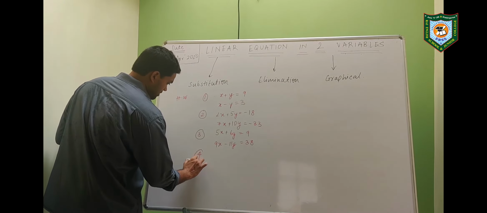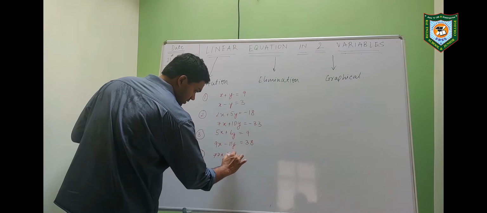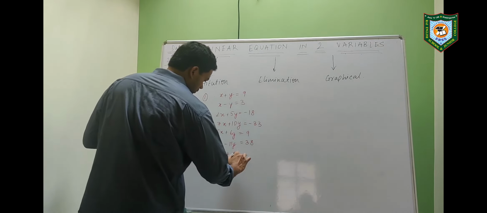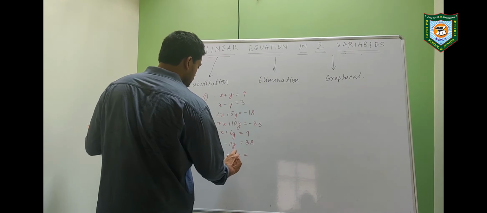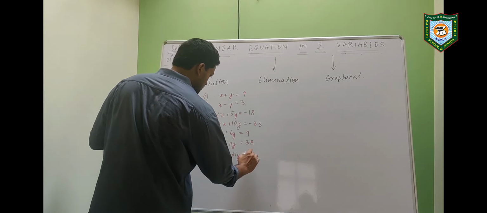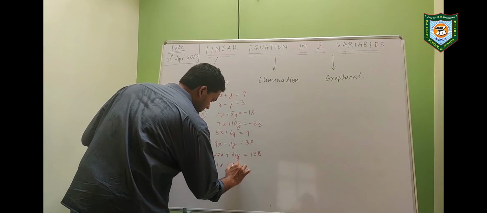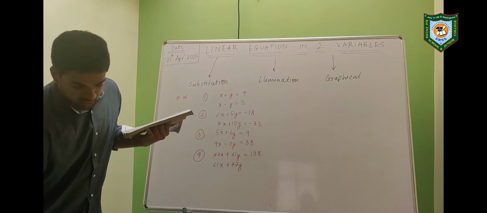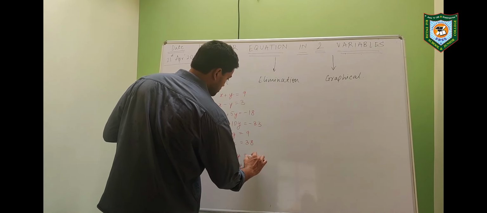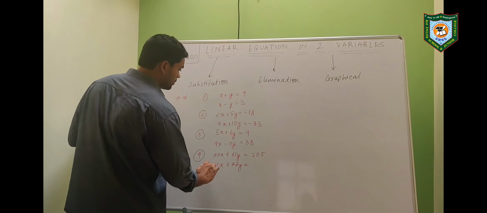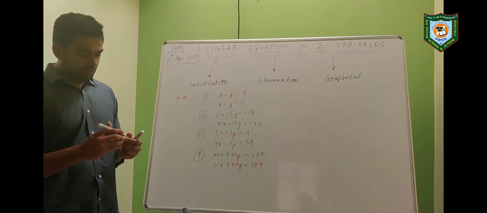Question number 4 is 77x plus 61y is equal to 205, and 61x plus 77y is equal to 189. Sorry, this is not 138.